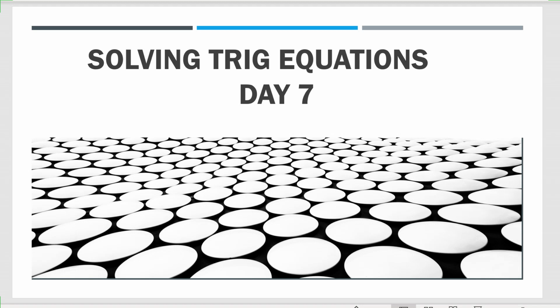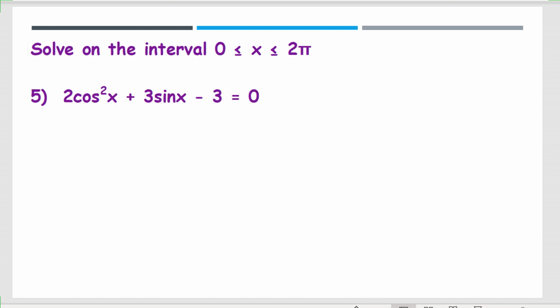All right, video 2 for solving trig equations using identities. So starting with example 5, we have 2 cosine squared of x plus 3 sine of x minus 3. I would love to be able to factor this, and the reason I say that is because I have 3 terms. I have a squared term, I have just a regular term that would be represented with a variable, and then a constant term.